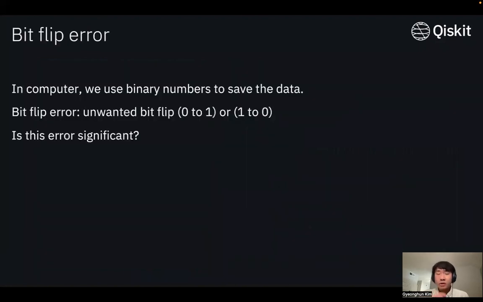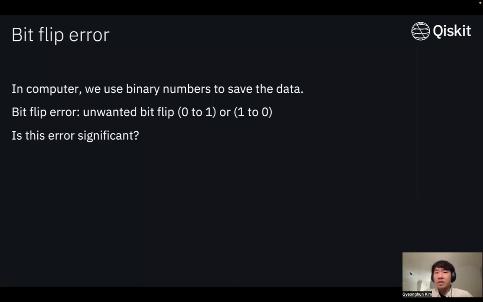So lab 4 is about error correction, right? Before we discuss error correction, we have to first discuss the error. And also, before discussing quantum error correction, we will discuss classical error correction first. So in a computer, we use binary numbers, right? So we store numbers as 0 or 1.